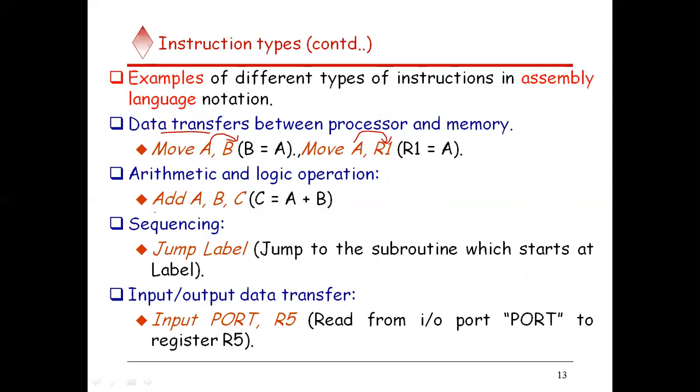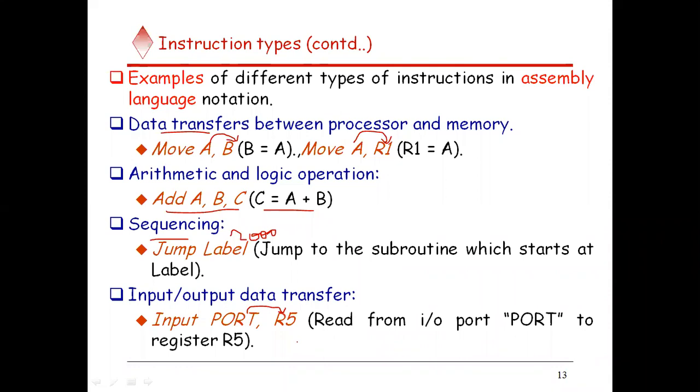Arithmetic and logical operation is the second type of operation of the computer, for example add A comma B comma C. It means A plus B will be added and the result assigned to C. Next is a sequencing or branching operation, for example jump 2000. It means it goes to address 2000 and executes the function present there. Or input output data transfer, like input port comma R5. It means read the input port into register R5: whatever port address is given, its content will be read into the R5 register.